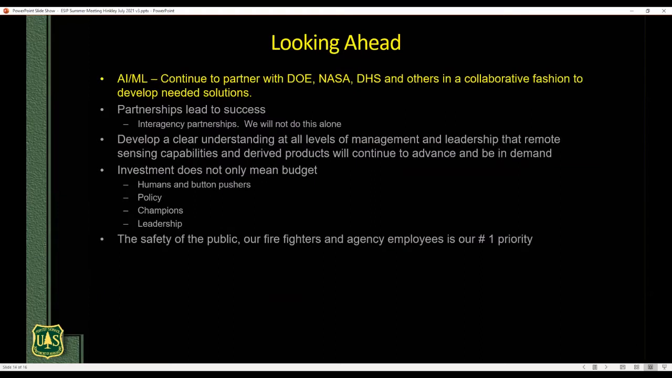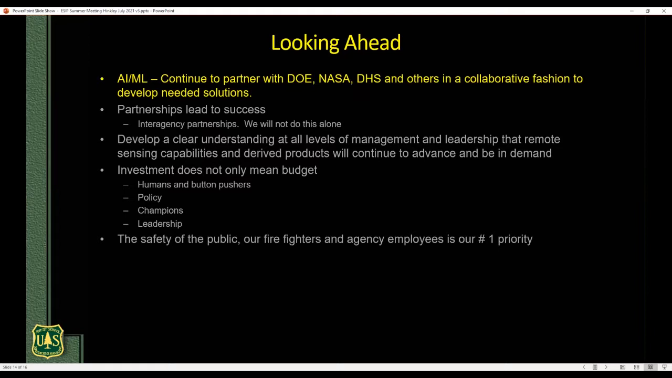So looking ahead, artificial intelligence and machine learning, this is a topic that I've really been pushing at some of the meetings that I've been hosting over the past year. We want to continue to partner with Department of Energy, NASA, DHS, the JAIC, the Joint Artificial Intelligence Center, and a number of other people that are actively working artificial intelligence and machine learning. And we want to be able to develop collaborative solutions to the fire mapping piece, and then secondarily to the fire behavior piece. Our partnerships lead to success.